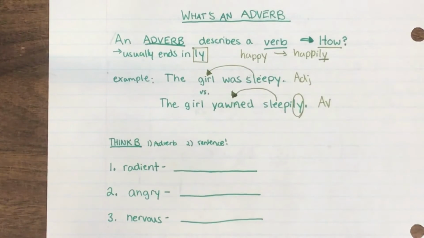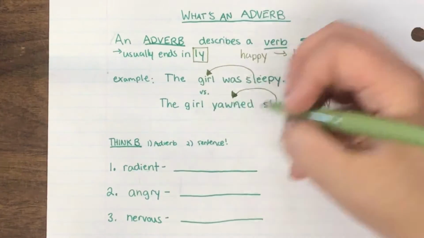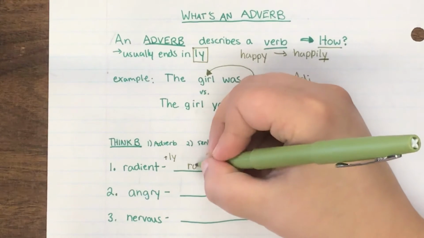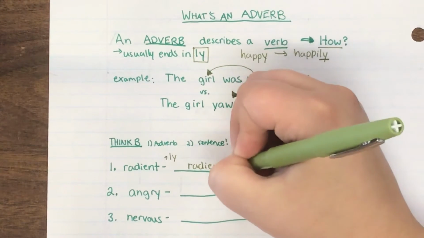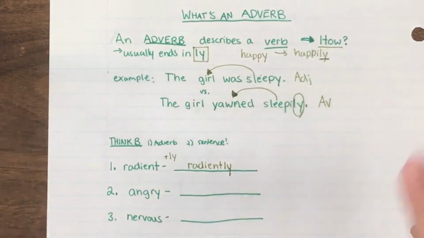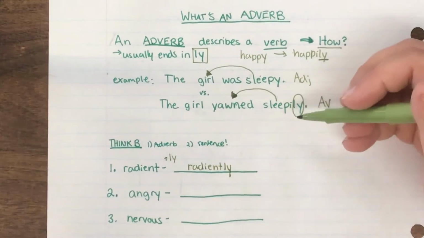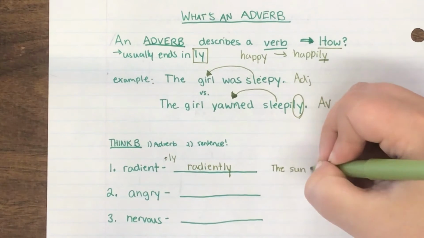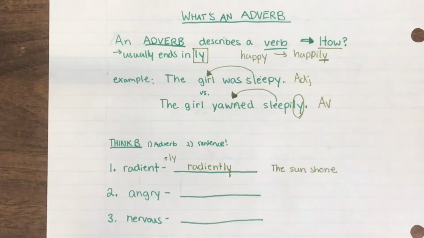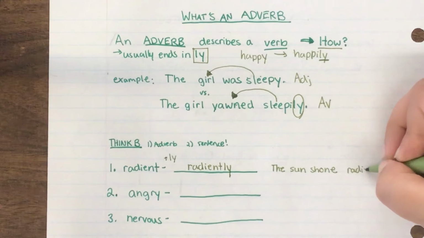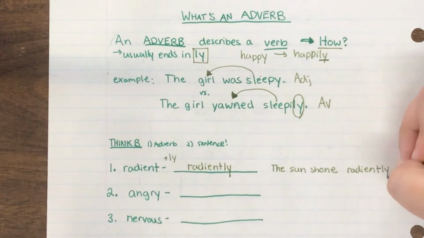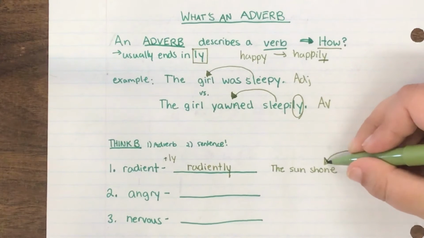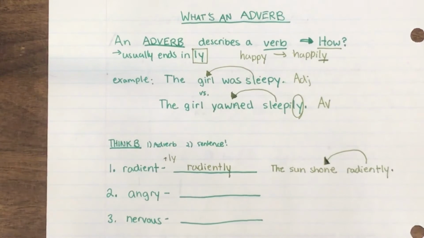So let's start with radiant. In order to turn radiant into an adverb, all I'm going to do is add ly. Radiantly. And radiantly means like it's shining brightly, like really brightly. So I could say a sentence like this. The sun shone radiantly. And that would be a sentence with an adverb because the word radiantly is describing my verb, which is shining.